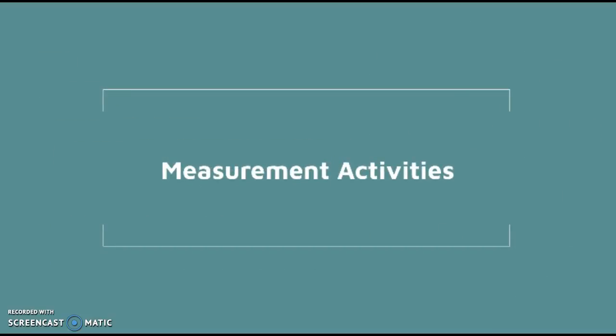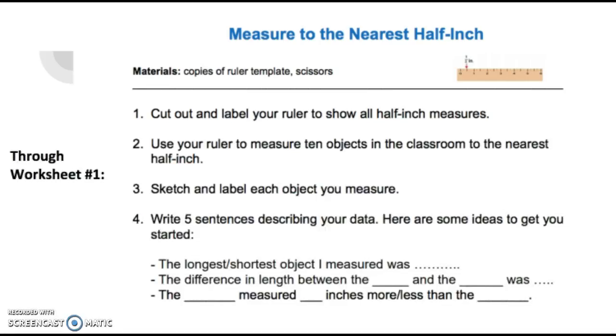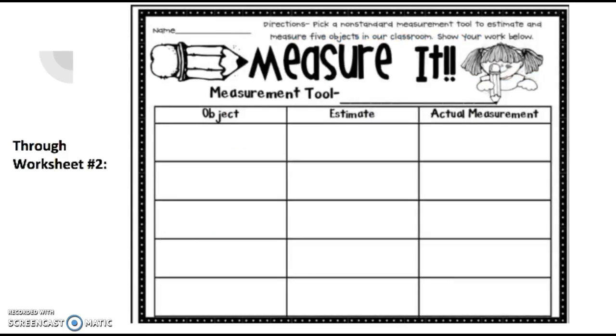Our measurement activities that we chose are included on the next few slides. They are worksheets that we have included throughout the whole lesson. This is the first worksheet that we would pass out during the through portion that allows students to use their rulers and pick 10 objects in the classroom and measure each of them. This is where students will record their data and estimate and compare the actual measurements with their classmates.